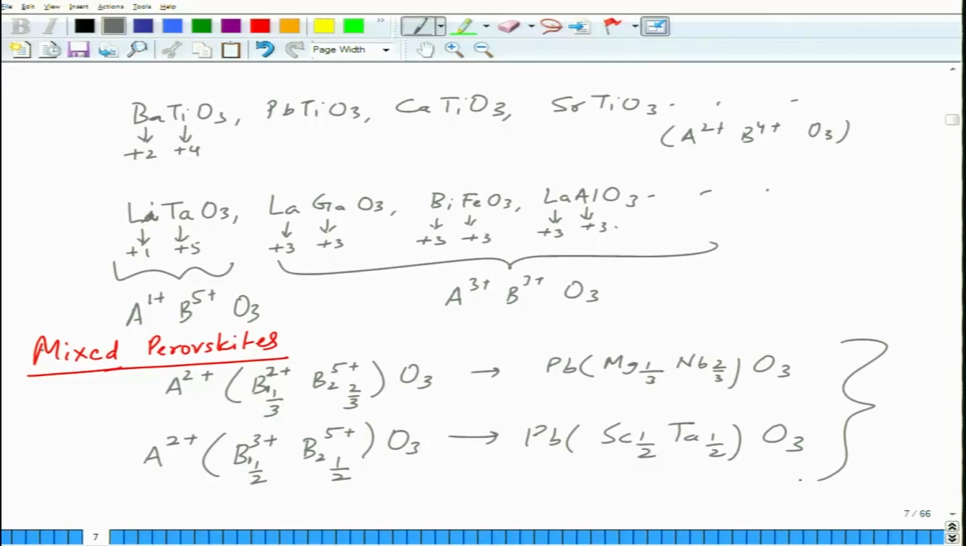So we will finish here in this class, where we looked at spinel structure and perovskite structures. We will do the remaining structures in the next lecture. Okay.